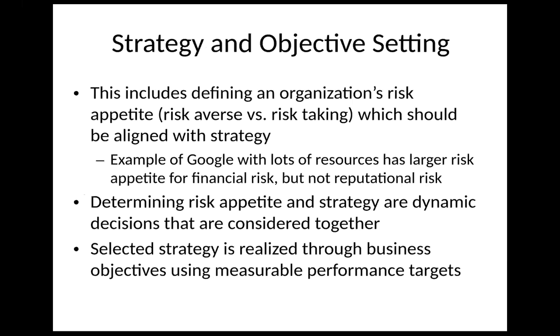We talk about strategy and objective setting. What they're looking at is defining an organization's risk appetite. Is it risk averse or risk taking? Whatever that strategy is, where that risk appetite is should be aligned with the strategy. An example I give is Google, with lots of resources, has a larger risk appetite for financial risk, but not for reputational risk.